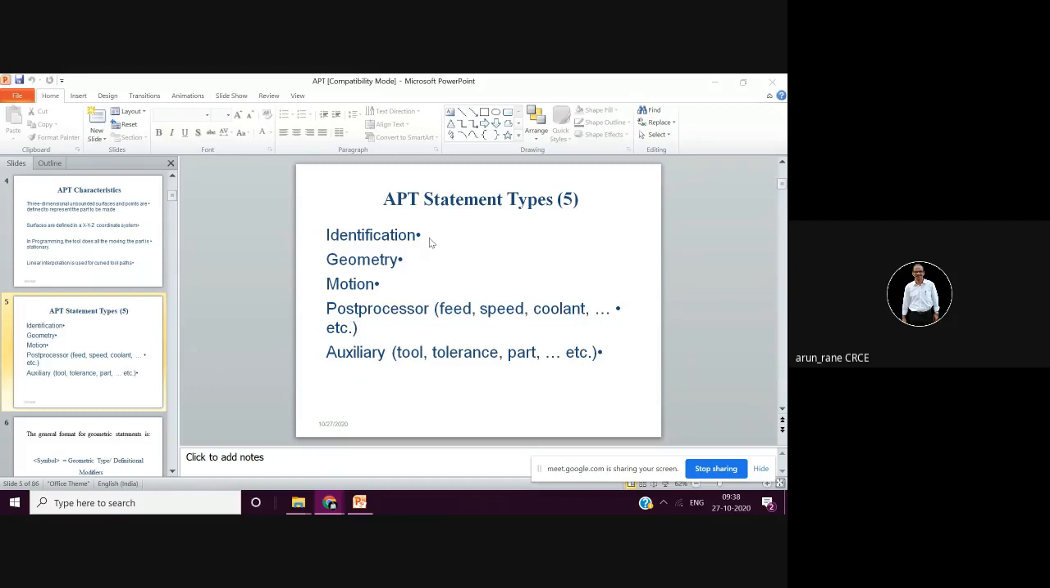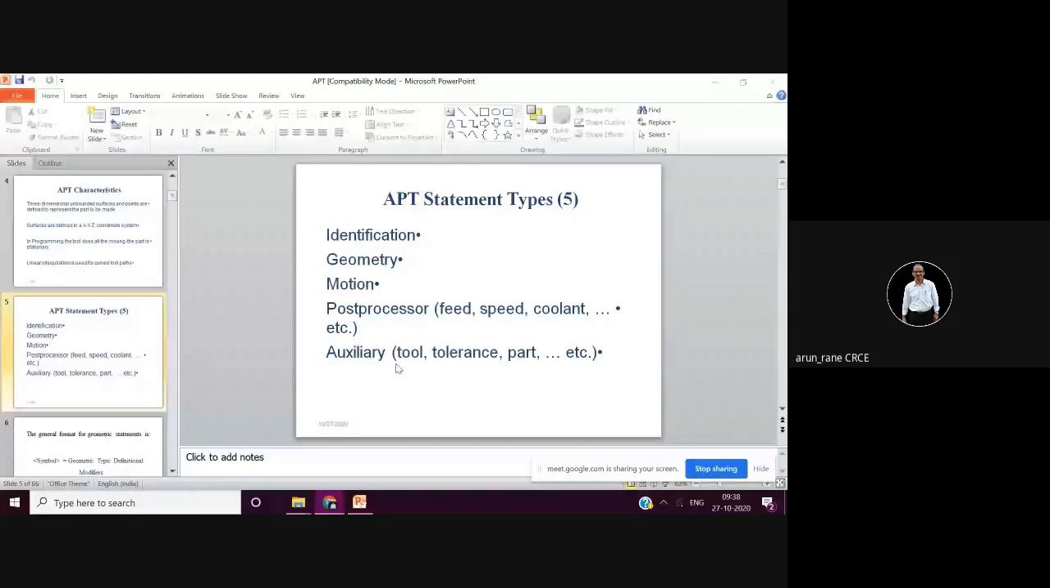So the four statements are the geometry statement, that is first, then the motion statement, that is second, then the post processor statement, that is third, and fourth is your auxiliary statement.